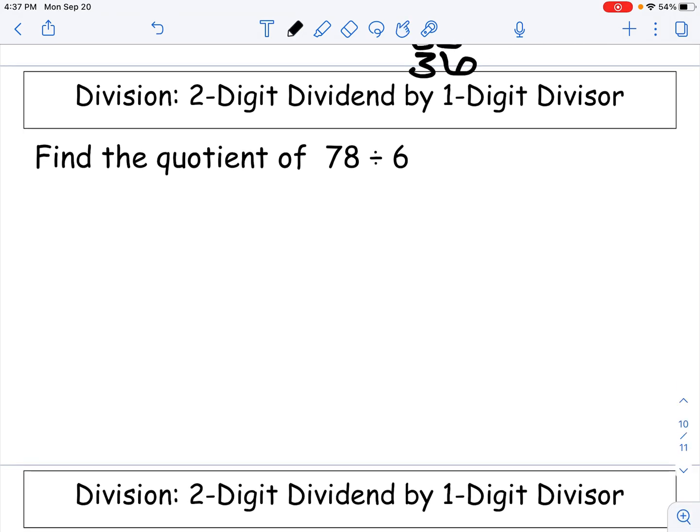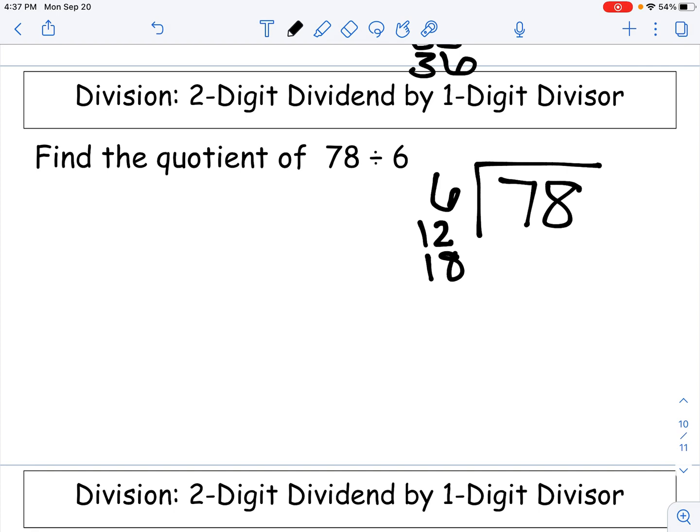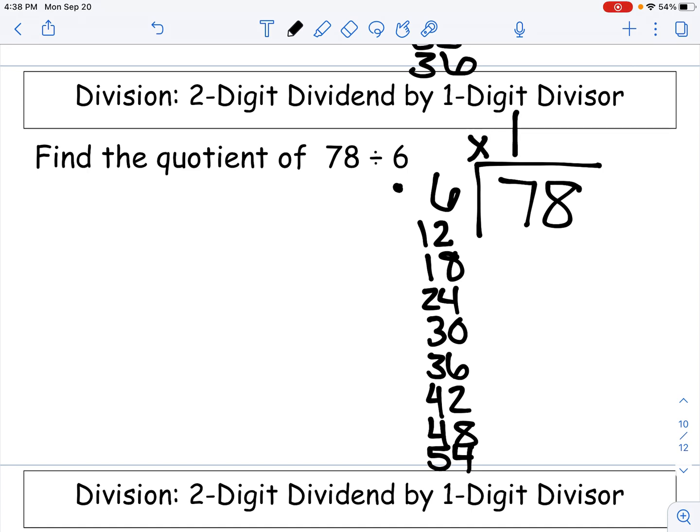All right, 78 is what's going inside. I'm dividing by 6. 12, get my skip counting. It's a good strategy. All right, if I have 7, which I'm going to start off with, how many groups of 6 can I get? Well, 12 is too big, so I can only get 1 group, which 1 times 6 is 6.